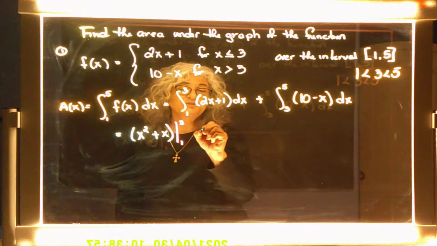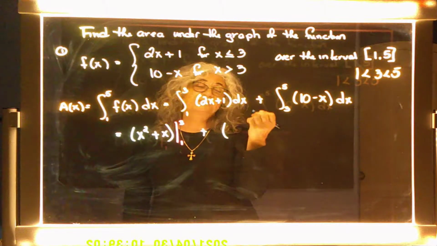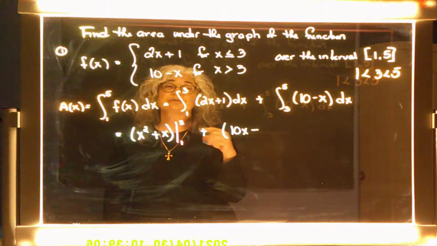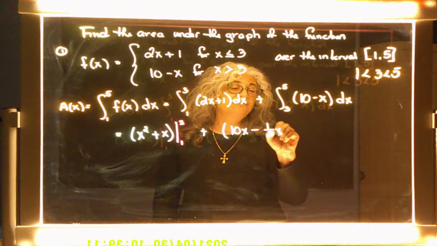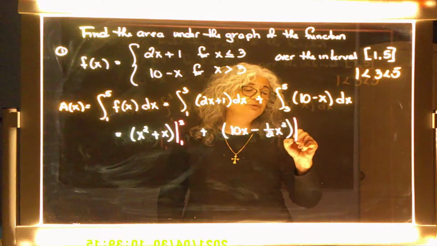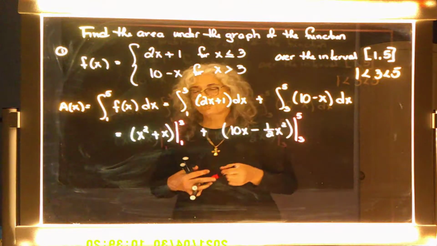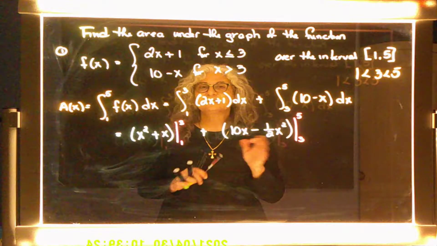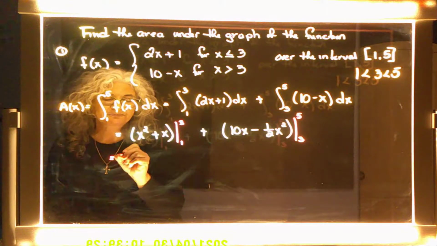And then you're going to add to it the antiderivative of 10 minus x. So what's the antiderivative of 10? Good, 10x. What's the antiderivative of x? Good, 1/2 x squared. And then you're going to evaluate it from 3 to 5. Agreed? Wonderful. Okay. So at this point, it's just a lot of plugging and chugging, so to speak, right? All right, so let's work this out together.